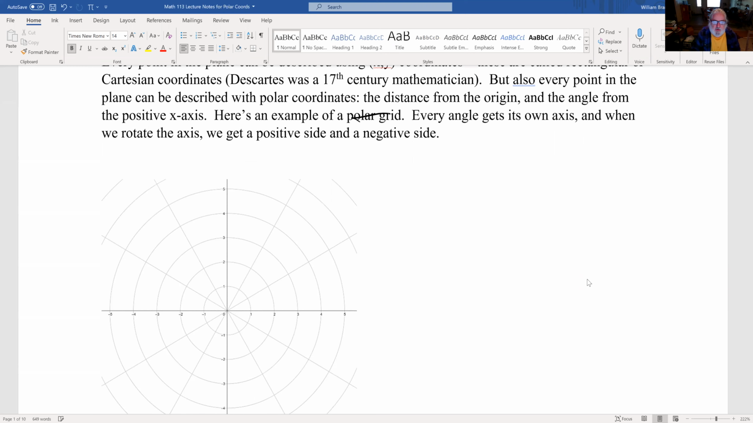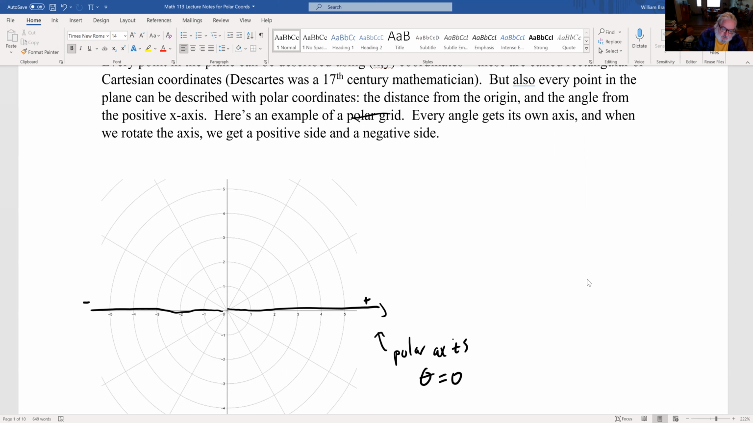This is an example of a polar grid. Every angle gets its own axis, and when we rotate the axis, we get a positive side and a negative side. So here's our polar axis, the positive x-axis. And that's positive there, and it's negative there. And that corresponds to theta equals 0.